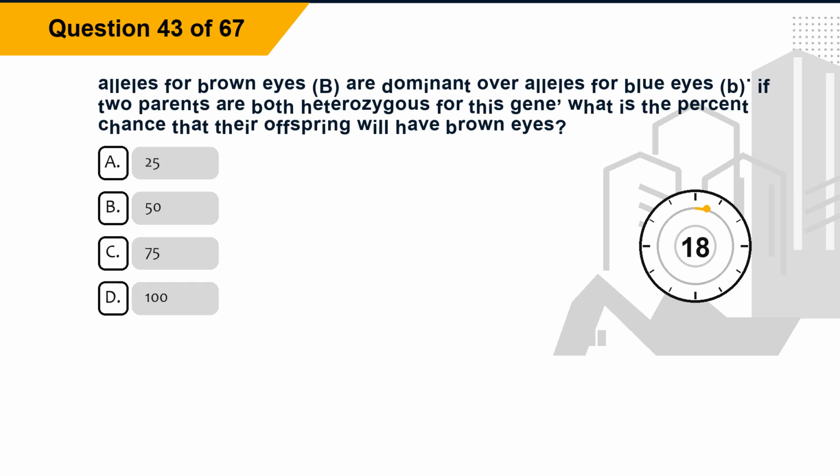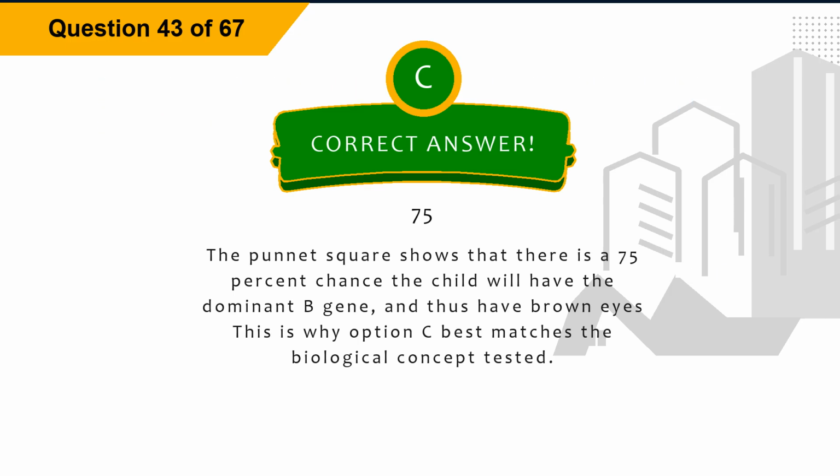Question 43. Alleles for brown eyes, B, are dominant over alleles for blue eyes, b. If 2 parents are both heterozygous for this gene, what is the percent chance that their offspring will have brown eyes? Option A, 25. Option B, 50. Option C, 75. Option D, 100. The correct answer is option C, 75.